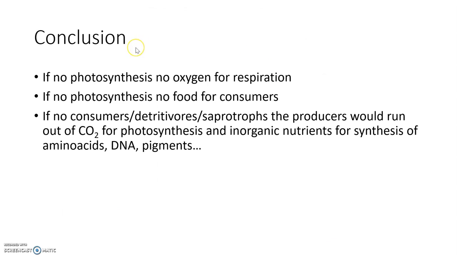So to sum up this whole thing that we've just talked about, if there is no photosynthesis, then there would be no oxygen for respiration to take place. And if there's no photosynthesis, then there would be no food for the consumers. And if there are no consumers or detritivores or saprotrophs to break down the organic matter, then the producers would eventually run out of carbon dioxide for photosynthesis, but they would also run out of inorganic nutrients for synthesis of all the other organic molecules such as amino acids and DNA and chlorophyll and all the other pigments, right? So all these different types of organisms depend on each other.